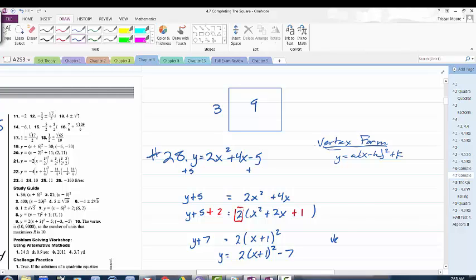Got it? And that means the vertex is negative 1, negative 7. So that's how we'll complete things in vertex form. You follow those steps, you should be fine.